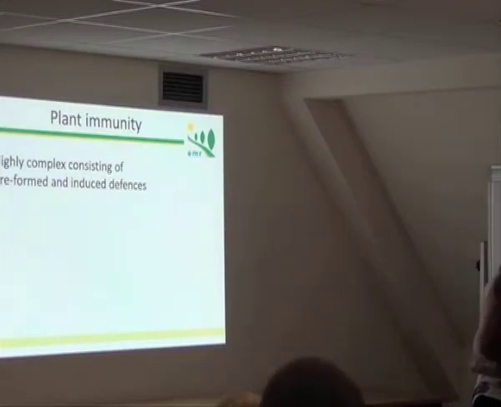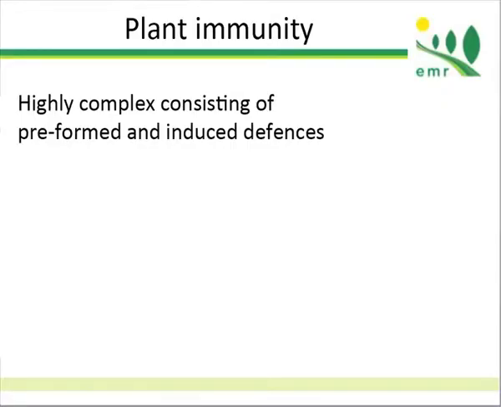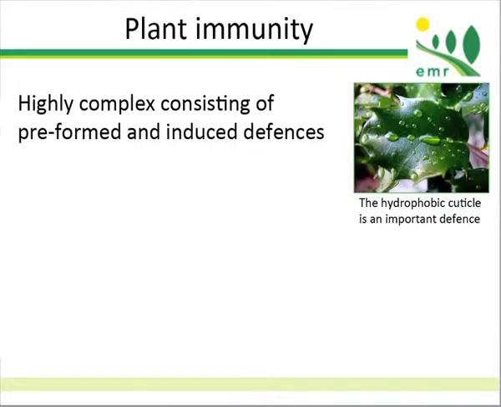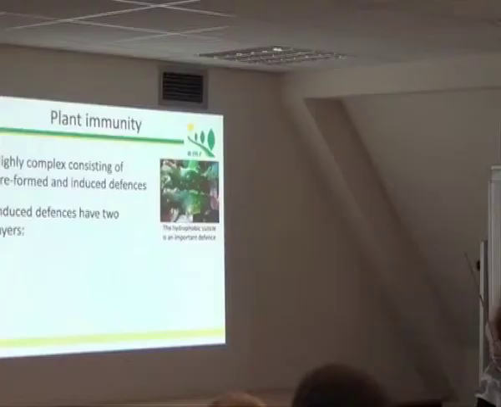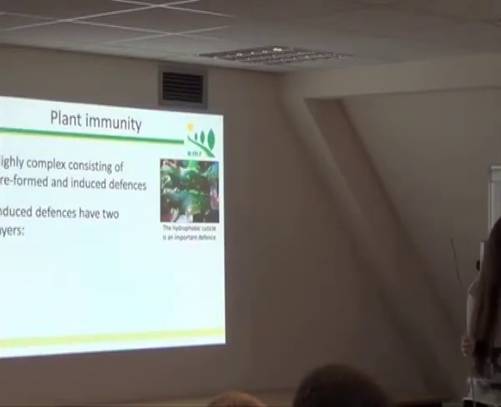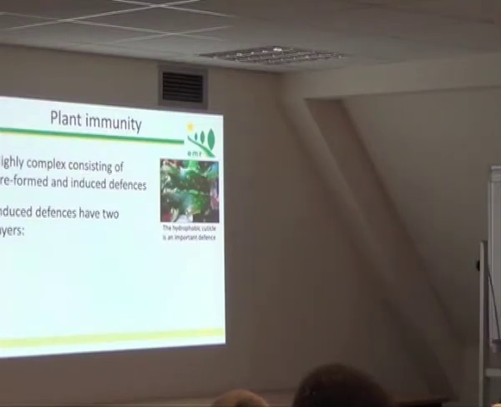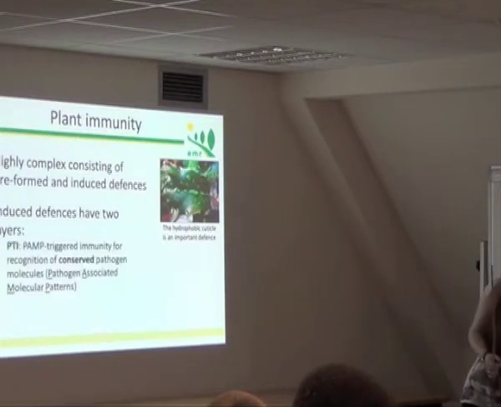So to be able to respond to pathogens such as Pseudomonas syringae, plants have a highly complex and robust immune system. This consists of preformed defences, such as the hydrophobic cuticle, which surrounds the aerial surface of the plant and prevents the initial attachment of many pathogens, and induced defences. These induced defences are divided into two layers and can be triggered by two different types of molecule.